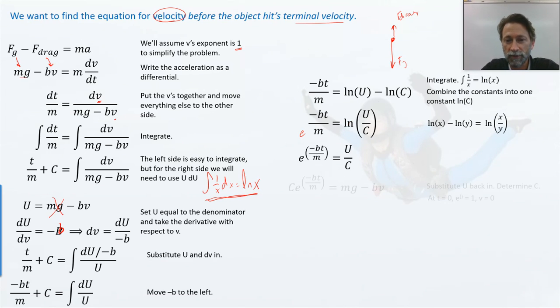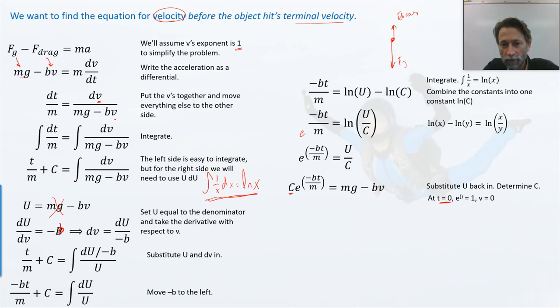So then I'm going to multiply both sides by c. When I do that, I can resubstitute my u value back in. So I'm going to say mg minus bv on the right side. And the next step then is to find out, well, what exactly is that constant? How can I figure that out?